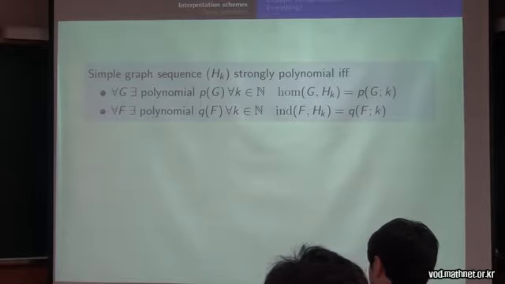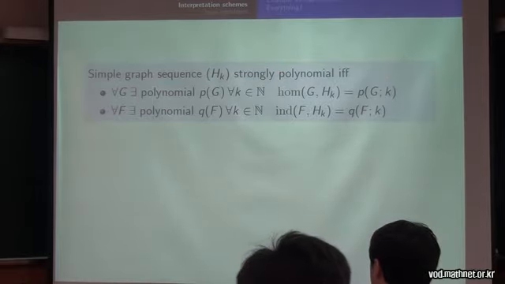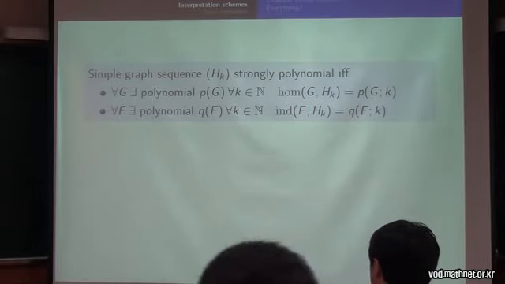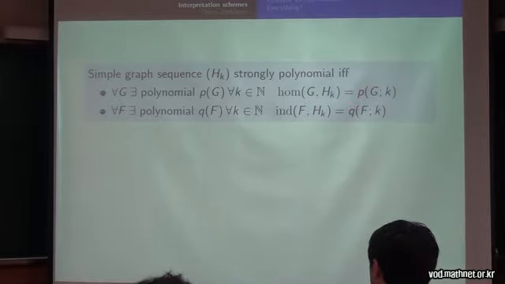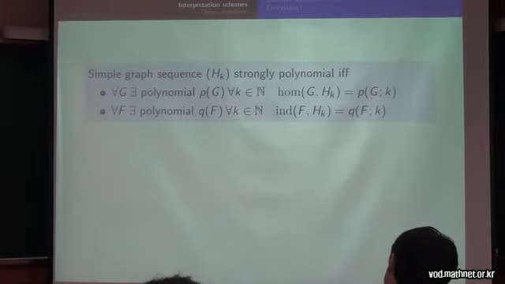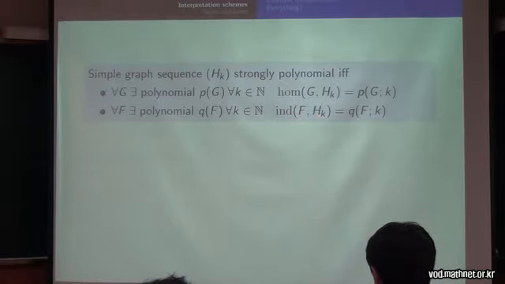If I have a simple graph sequence, I've said it's strongly polynomial if it has this property: the number of homomorphisms is a fixed polynomial. And then we saw this equivalence to counting induced subgraphs. So this is the number of subgraphs of H_k isomorphic to F. I count how many copies of F there are in H_k, how many ways to embed F in H_k. And this we wanted to be some fixed polynomial.